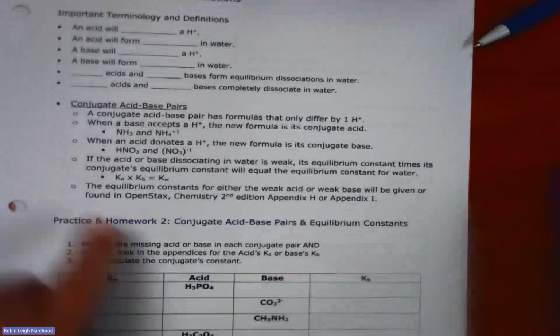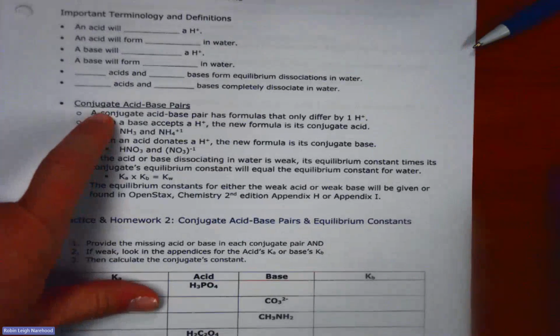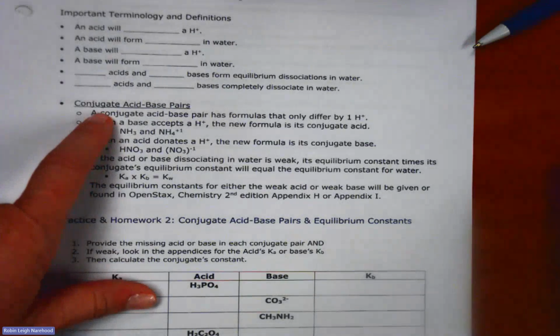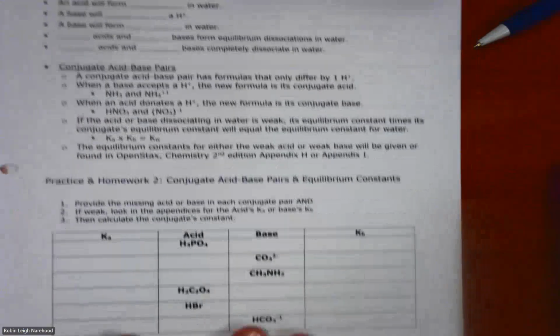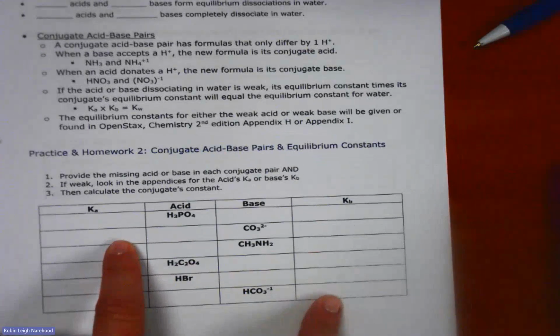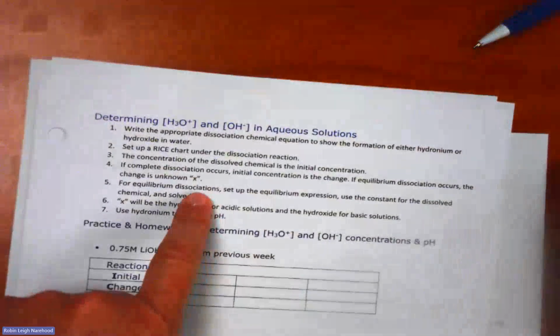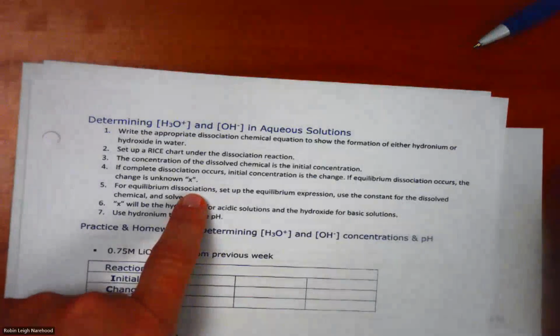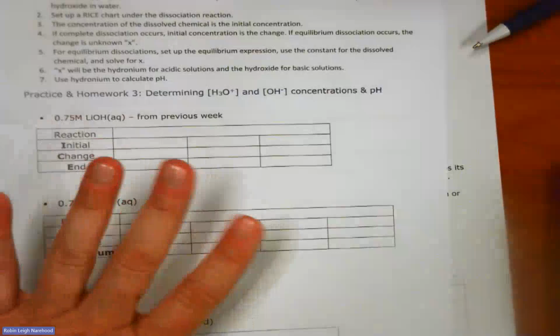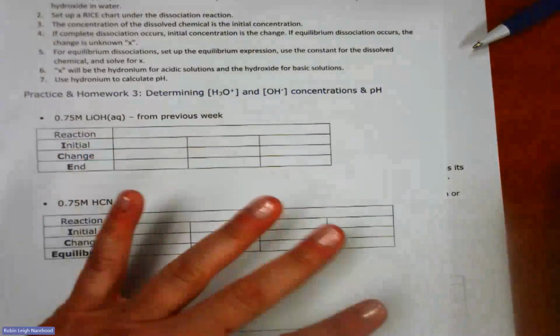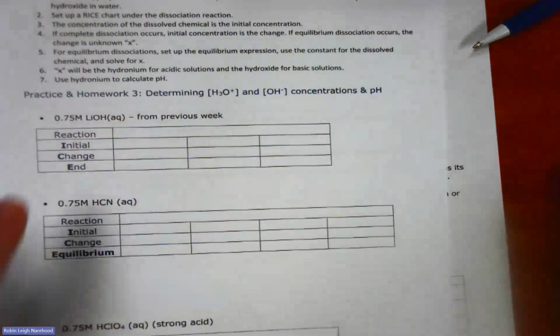Okay, and then we're going to go over something called conjugate acid-base pairs. It's just a way to label things that are related to each other just by a hydrogen being different. And then we're going to do some calculations. And then eventually we will get to figuring out hydroxide and hydronium. And so we're going to do these practice problems on Wednesday. I got an example of almost each kind.